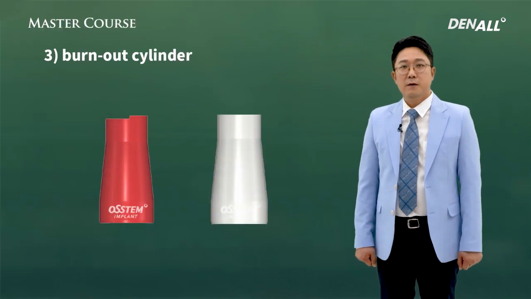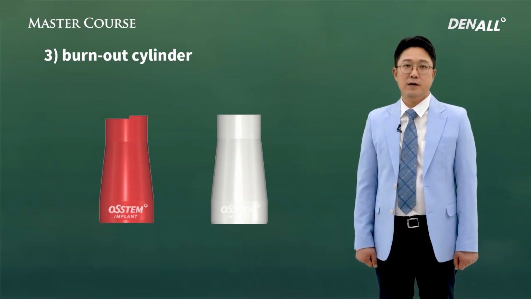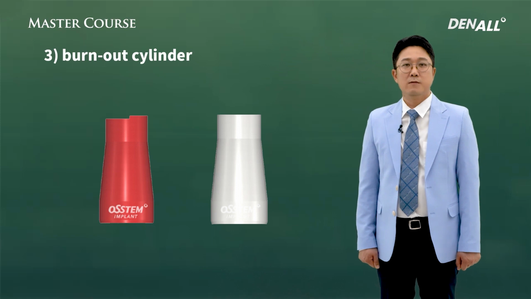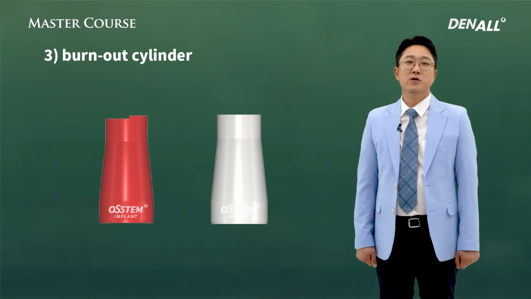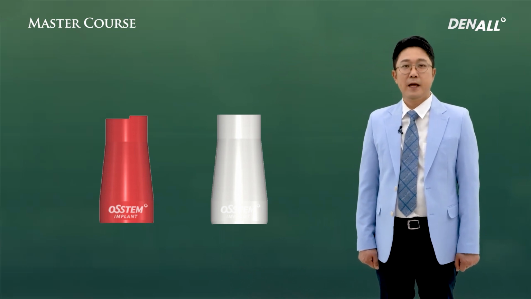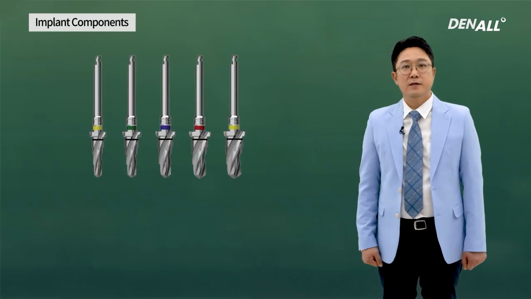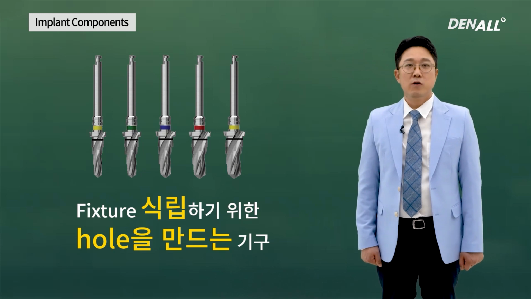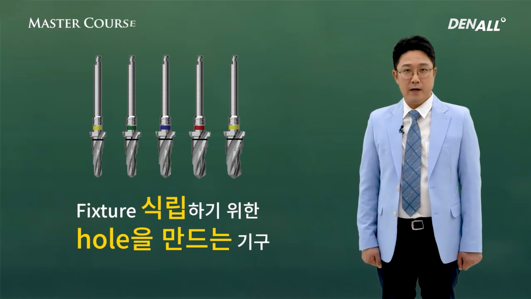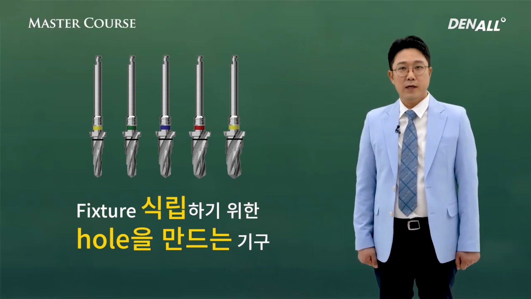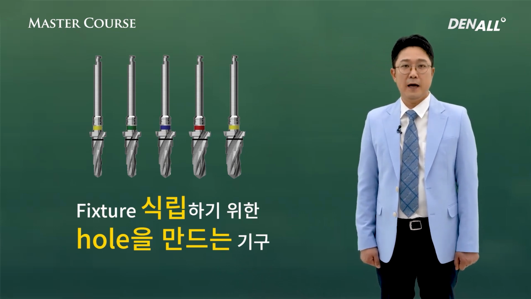Next is burnout cylinder. This is similar to wax up for crown fabrication. It is connected with lab analog for wax up, and this is used at lab, so this may sound a bit foreign to you. Finally, I would like to talk about surgical drill. Surgical drill is a machine to drill a hole on the bone for implant placement. Various drills are used to create holes safely, and regarding the usage of drills, this will be addressed in detail during lecture on surgical kit.